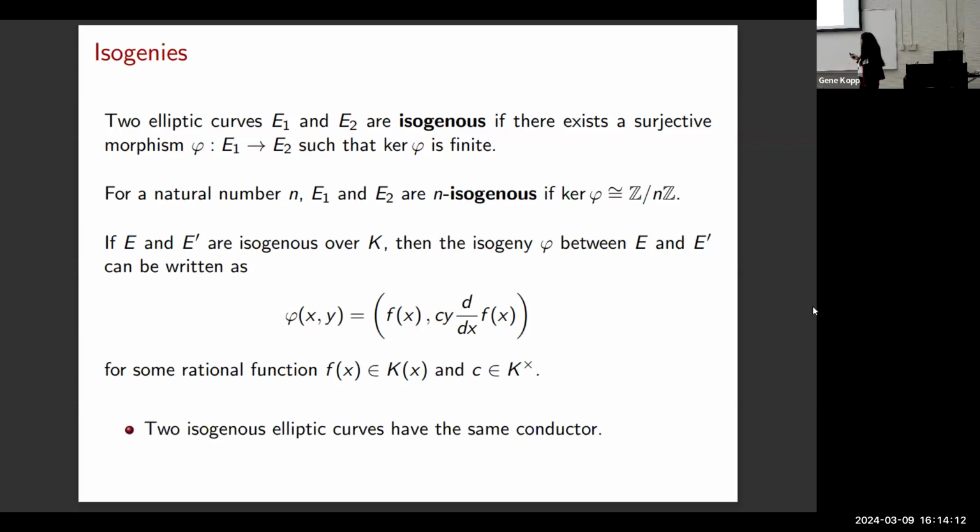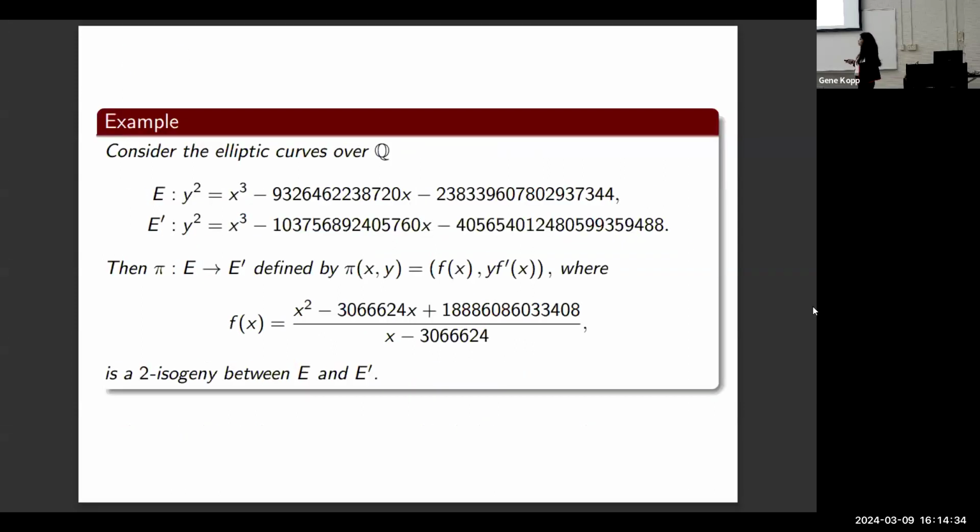One thing to notice is that two isogenous elliptic curves will have the same conductor. So that means when you are studying discriminant ideal twins for isogenous elliptic curves, we just need to think about when the discriminant ideals are going to be the same, because the conductors are anyway the same. So here is an example. I promise that it's an example of a 2-isogeny, and you can see that this is given in terms of some kind of rational function.